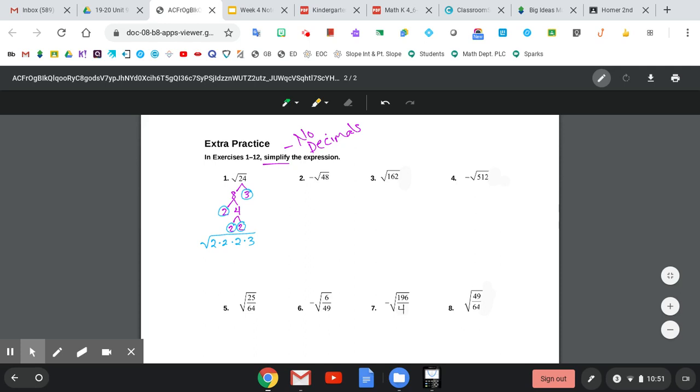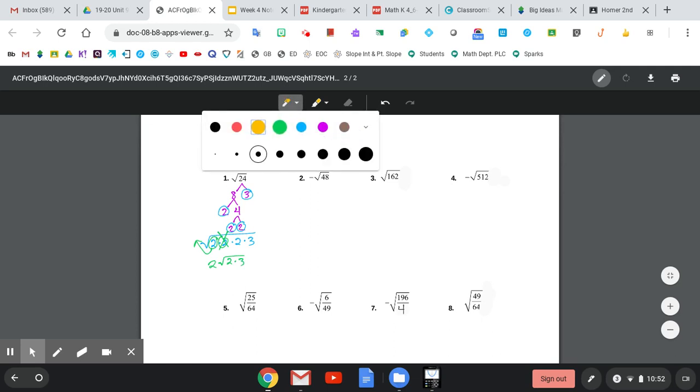So I'm going to pair up like numbers. So my first pair, I have a pair of 2's. So the first 2 I bring outside the radical. The second 2 I just get rid of. I have another pair of numbers, but one's a 2 and one's a 3. So since they're not the same, I can't do anything with those. So I just brought out my 2. And then on the inside, I have my 2 times my 3.